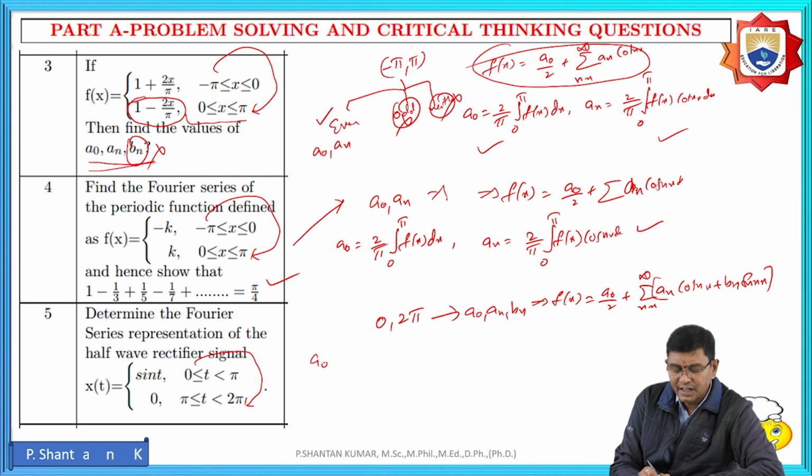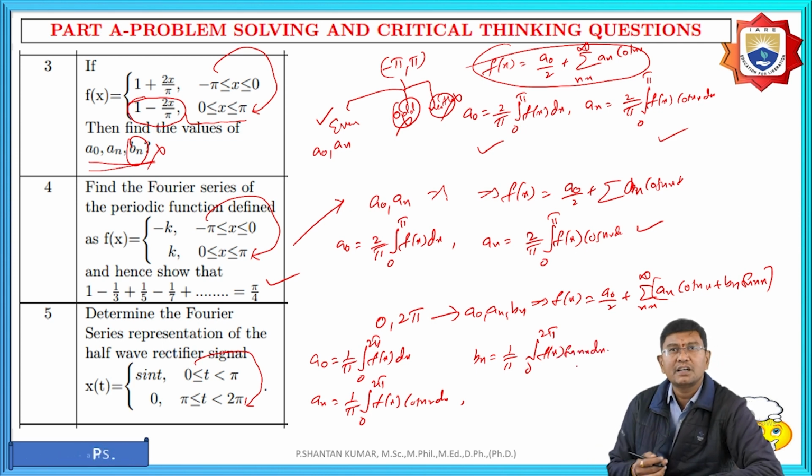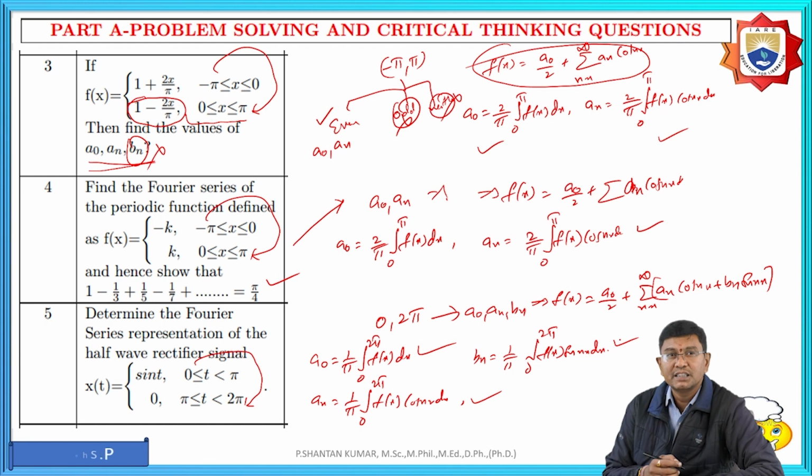where the value of a naught is 1 by pi integration 0 to 2 pi f of x dx, an is 1 by pi integration 0 to 2 pi f of x into cos nx dx, and similarly bn is 1 by pi integration 0 to 2 pi f of x into sin nx dx. Based upon these three formulas, after getting a naught, an and bn, we need to replace them in the required series.